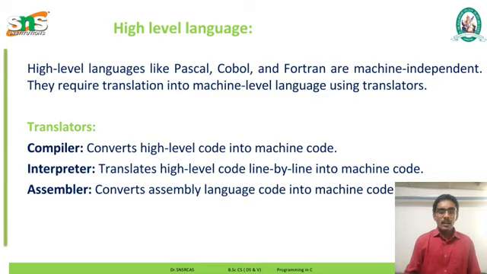Here, a compiler converts the entire high-level code into machine code before the program runs, which is efficient for large programs. Interpreters translate high-level code line by line into machine code and check errors as it runs. It is slower but useful for smaller and interactive programs. Whereas an assembler converts assembly language code into machine code, enabling computers to execute human readable instructions.